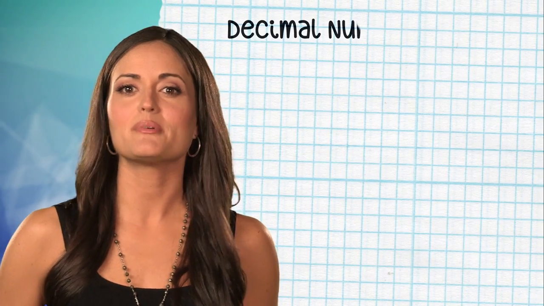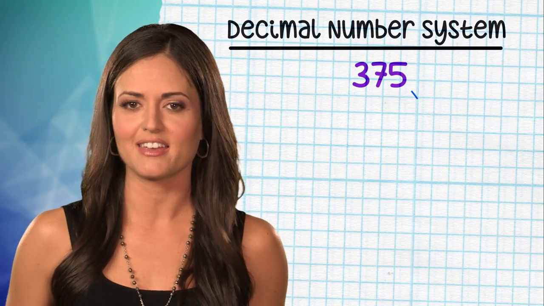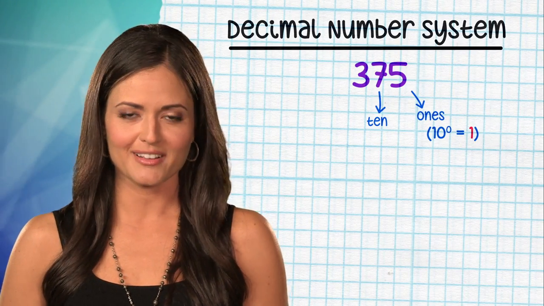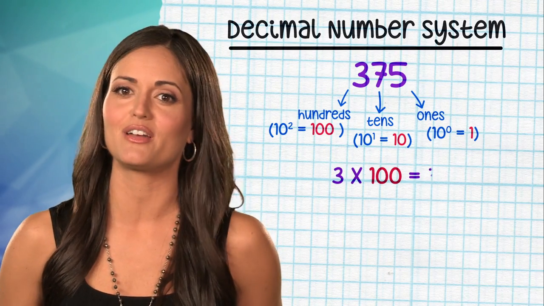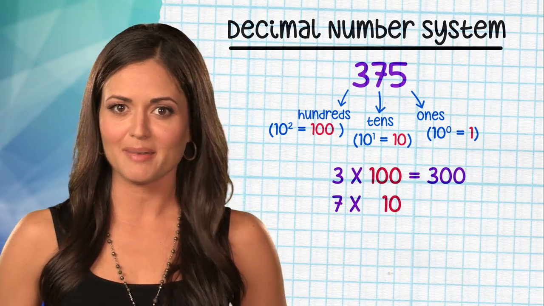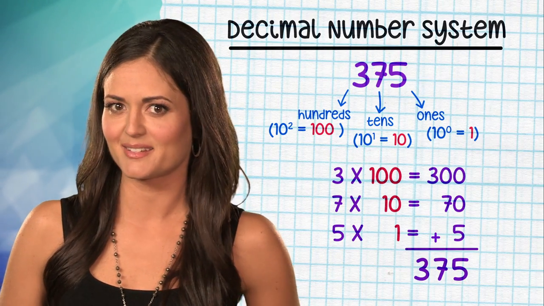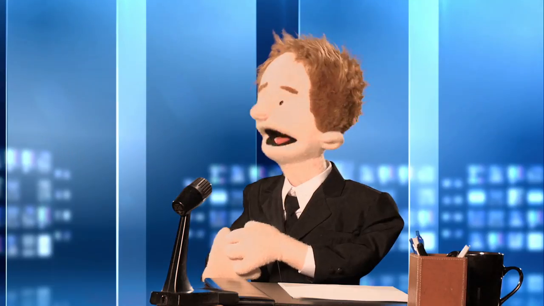Each column of numbers represents multiplication times the power of 10. There's the ones place, 10 to the 0 power, tens place, 10 to the 1 power, hundreds place, 10 to the 2 power, and so on. So when you see a number like 375 in base 10, you're really seeing this. Most of the world uses these symbols along with powers of 10 and has for a long, long time. It's a great system.